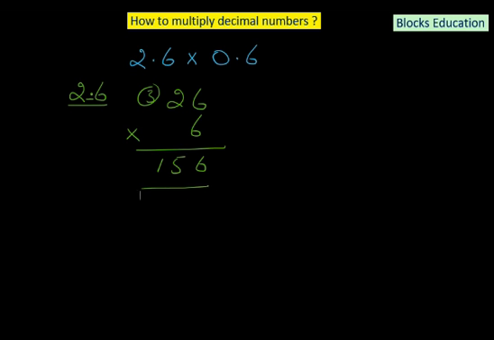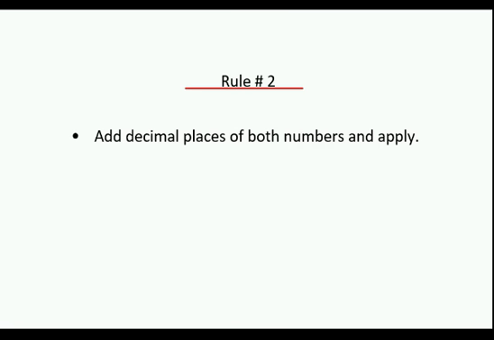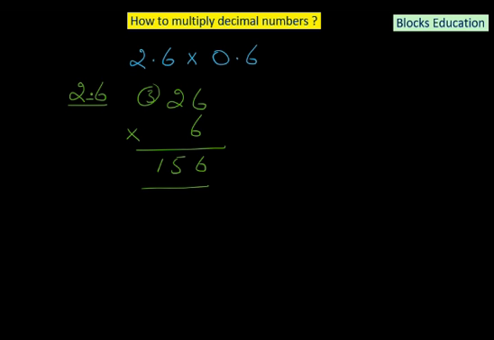Now let's see rule number 2. Rule number 2 says add the decimal places of both numbers and apply. See how simple it is. Here let's add the decimal places of both numbers. Here we have one decimal place, and here we have one decimal place. So it means that we have a total of two decimal places. By the way, a decimal place is a digit after the decimal point. So we have one here and one here, so we have a total of two decimal places.